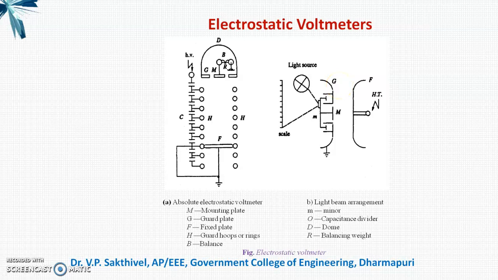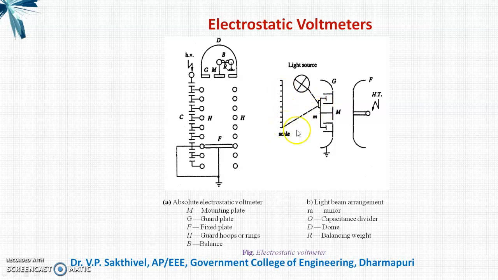The function of the guard ring is to provide uniform field distribution in order to avoid corona at the edges. And here the gap distance S is adjusted so that the electric field stress is equal to the safe working stress allowable in the dielectric medium. And here a small mirror, according to the light rays, this mirror reflection will be available here.